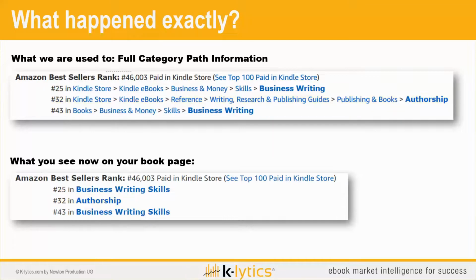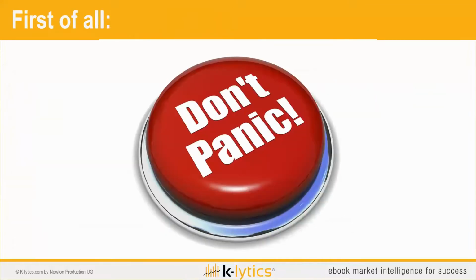So what to do? Well, first of all, don't panic. The categories, as I will show you in a second, are not gone. They're still there. Just the display on the book page of the complete category path is gone. The category is still there.